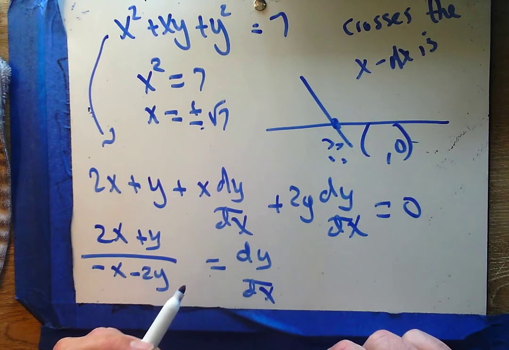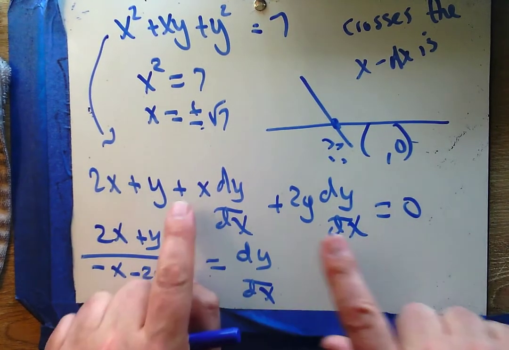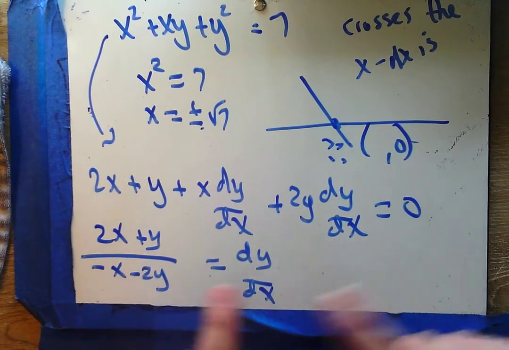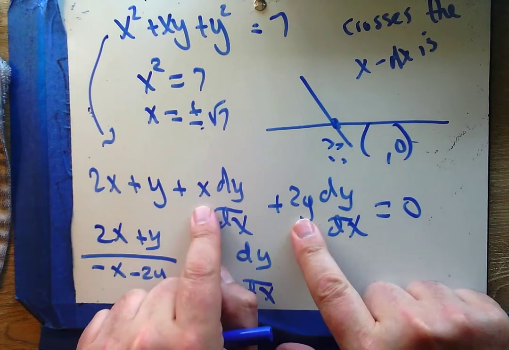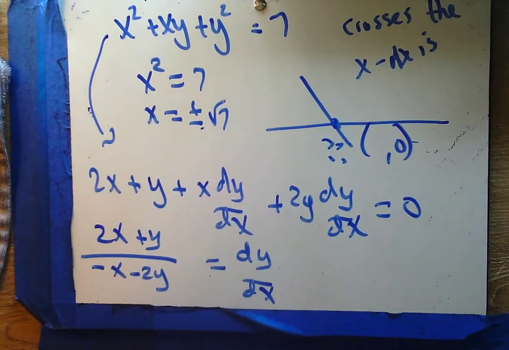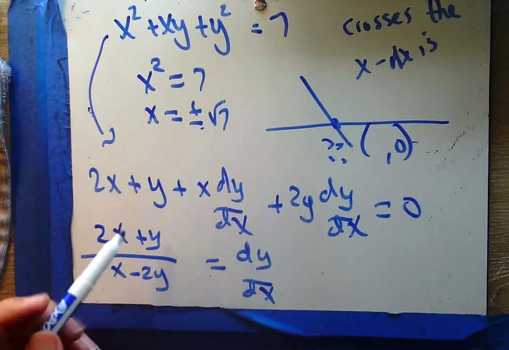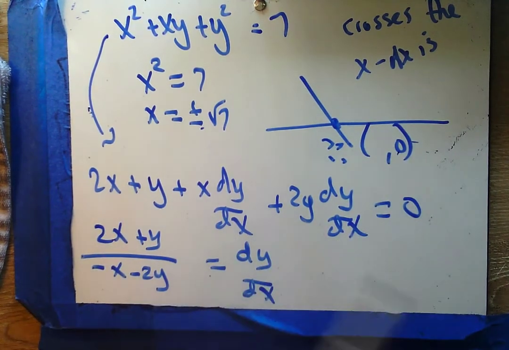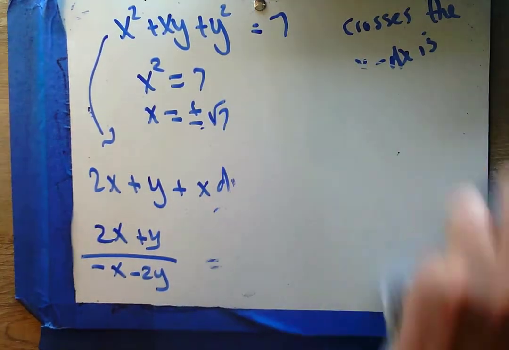Sorry, skipped a few steps there. I moved these over to the other side. They became negative. And then I factored out the dy dx, and I divided by these negative things. Okay? And so what do we want to do? We want to put in a 0 for y, and we want to put in a positive root 7 and a negative root 7. Okay, so let's see what happens when we do that.